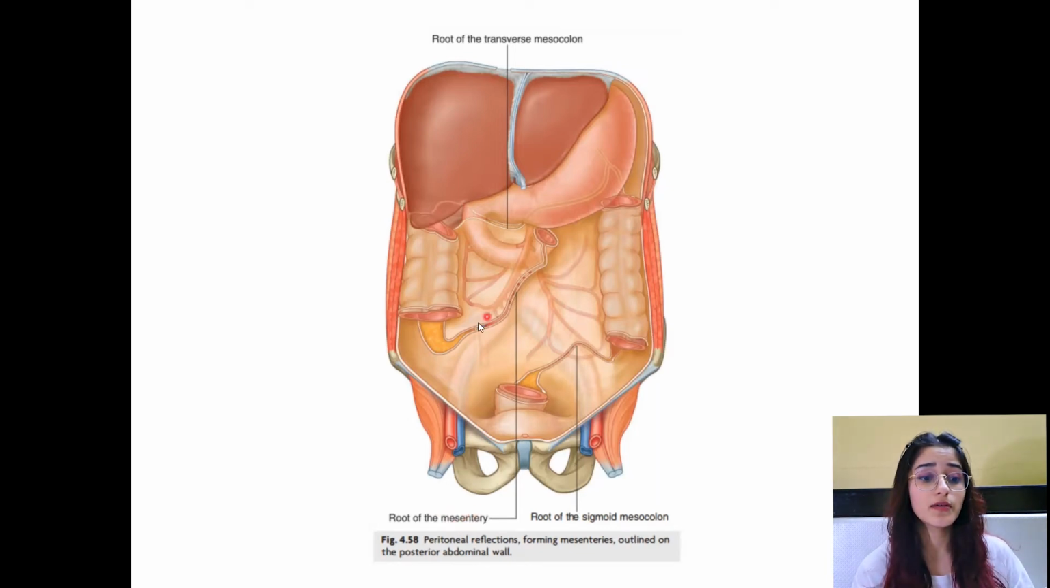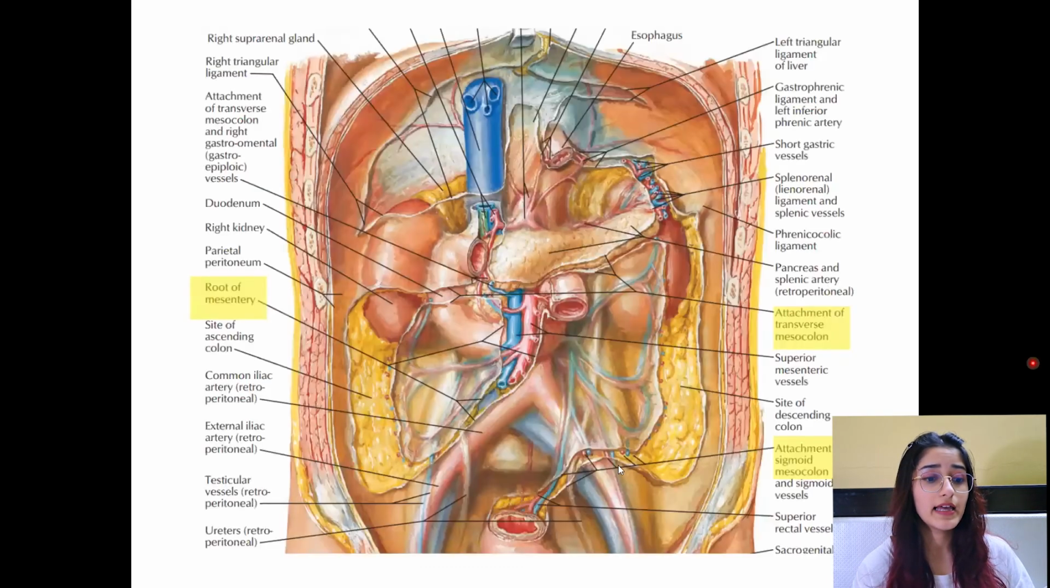So the root of mesentery is from the duodenojejunal junction. You can see this was the duodenum, and this will be the duodenojejunal junction to the right iliac junction. So this is the root of mesentery, and this will be your sigmoid mesocolon, the root of sigmoid mesocolon. In this picture of monitor, it is more clear.